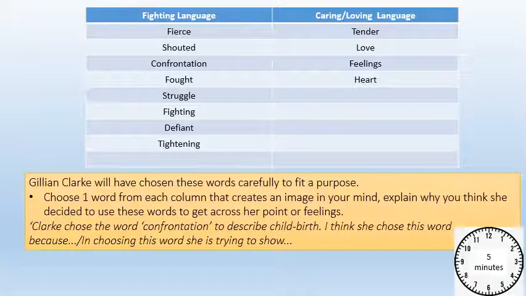Now I want you to choose one word from each column that creates an image in your mind. Explain why you think she decided to use these words to get across her point or feelings. Here's an example. Clarke chose the word confrontation to describe childbirth, which is an interesting word to describe childbirth, isn't it? I think she chose this word because in choosing this word she's trying to show. What could you be trying to show if you chose the word confrontation to describe childbirth? Or if you want, you can pick one of your own. And I want two, one from each list.